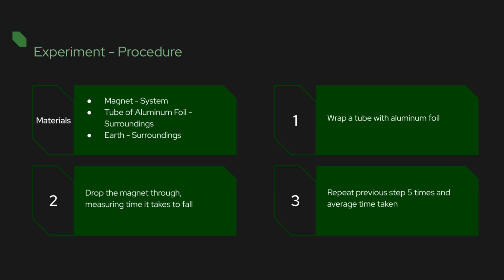For materials, we have the magnet as part of the system, the tube of aluminum foil as surroundings, and Earth as surroundings. For our experiment, we first wrap a tube with aluminum foil, then we drop a magnet through it, measuring the time it takes to fall, and lastly we repeat it 5 times and find the average time.